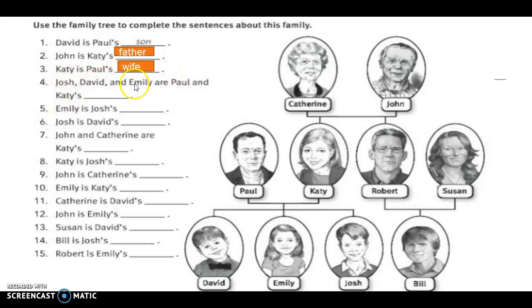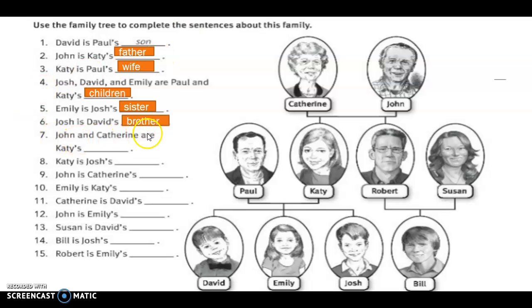Josh, David, and Emily are... Okay, Josh, David, and Emily, they are Paul and Kathy's children. Emily is Josh's sister. And Josh is David's brother. That's the relationship between the children.